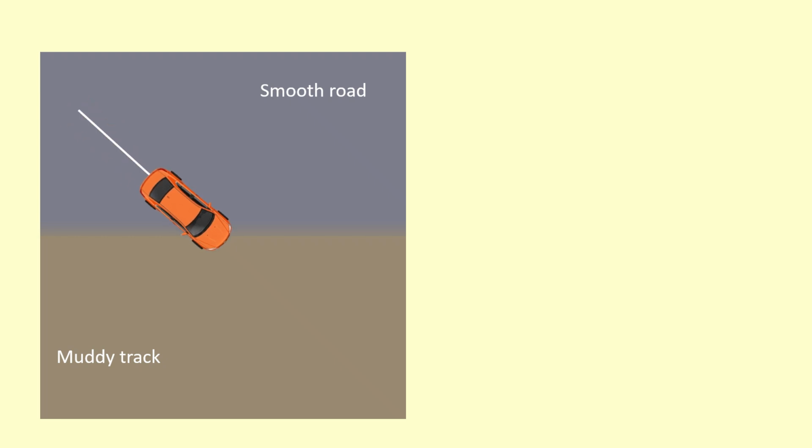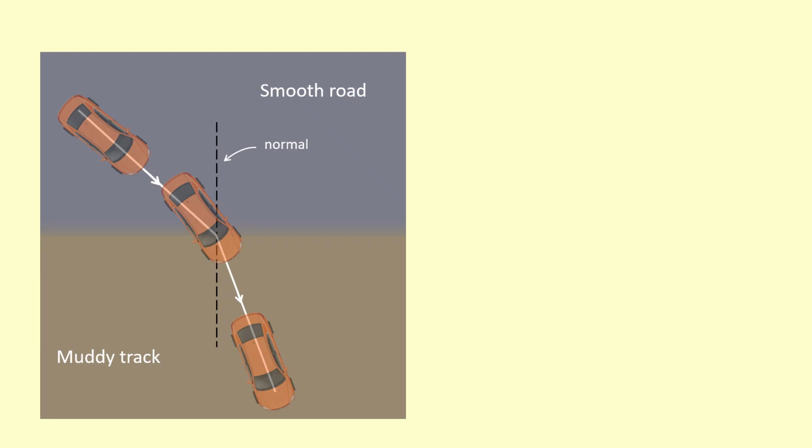To understand this, let's look at a car. It's going from smooth road to a muddy track. It's coming along like this. And you see that wheel that's hitting the mud first? Well, that's going to get stuck a bit and it's going to slow down, while the wheel that's still on the smooth road is going to keep going. And that's going to cause a car to change direction. And it's going to go like this.